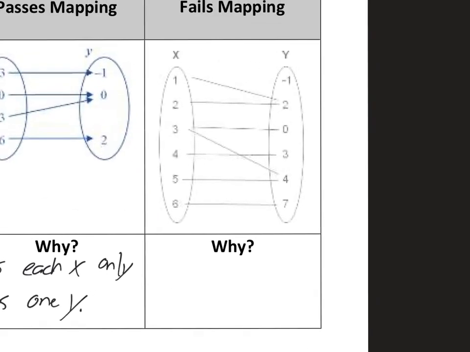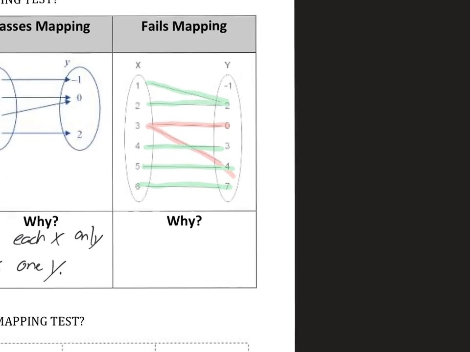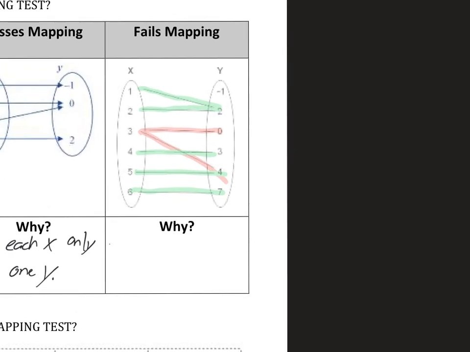Looking at the second one, let's go ahead and just look at it like this. This only has one line coming from it. This only has one line coming from it. This one has two lines coming from it. One line coming from it, one line coming from it, one line coming from it. So, does it pass? No, it doesn't. So I'm going to say no. The number 3, so this one right here, has 2 y's. The 2 red parts, so it goes to 3 and it goes to 4. So that does not pass the mapping test.